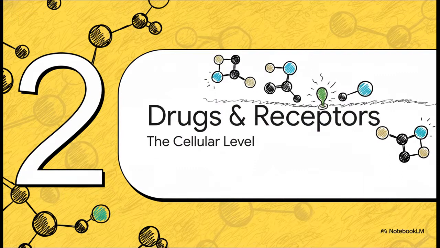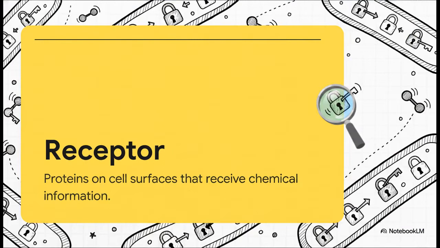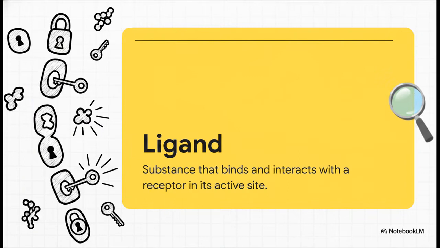Moving right along to Section 2, drugs, receptors, and ligands. Time to zoom in and check out the cellular game board where all this physiological action actually happens. The absolute most important pieces on this cellular game board are your receptors. You can literally think of them like microscopic molecular locks. They are just proteins resting right there on the surface of our cells, basically just hanging out, waiting to receive specific chemical information. Now, if those receptors are the locks, well, the ligands, or substrates, are the keys.